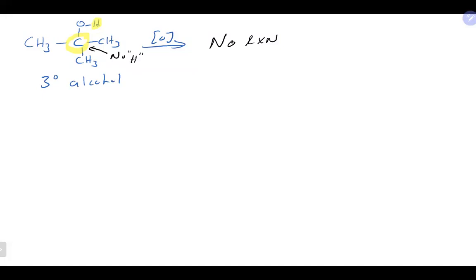So you can only oxidize a primary alcohol to an aldehyde, a secondary alcohol to a ketone, and a tertiary alcohol will not oxidize at all because it's missing the hydrogen. Any questions on that there? Now, if we go back to our primary alcohol, which I think we did this guy.